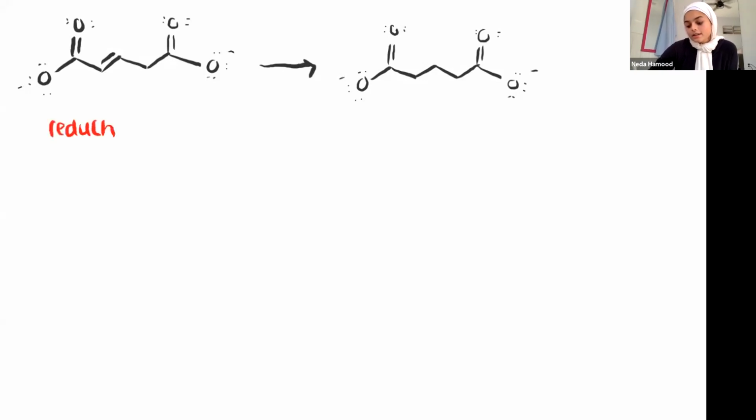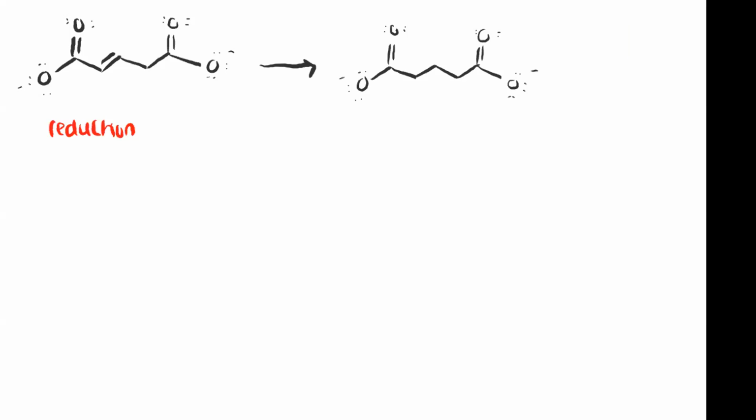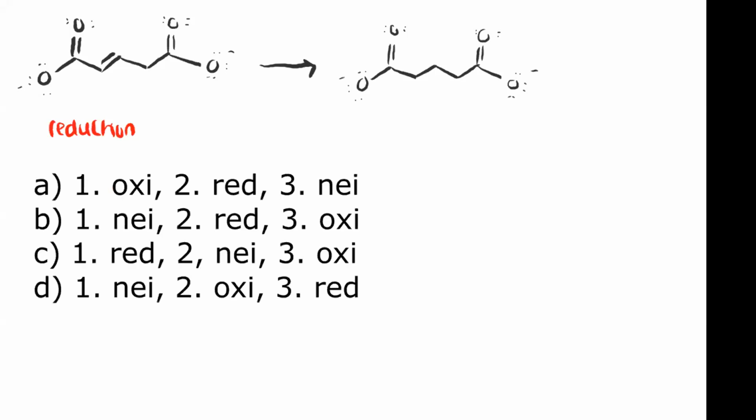Actually, now that I'm looking at the way he had the question, the options are written out in the question like this. A: 1 oxidation, 2 reduction, 3 neither. B: 1 neither, 2 reduction, 3 oxidation. C: 1 reduction, 2 neither, 3 oxidation. D: 1 neither, 2 oxidation, 3 reduction. That's because you're gaining hydrogens, right? Yep, so it's reduction, you gain hydrogens here. Now, what is the answer?